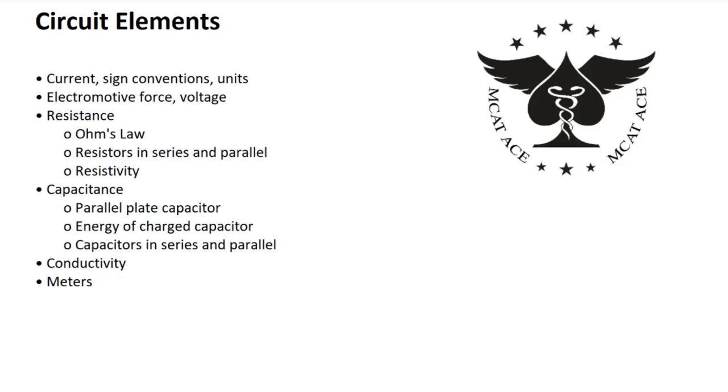Capacitance, in other words the ability for a circuit to store electric charge, will then be discussed in detail. Conductivity, in other words the degree to which a particular material conducts electricity, will then be considered. Finally, I shall look at different meters, which are used to determine the current, the voltage, and the resistance of different components within a circuit.